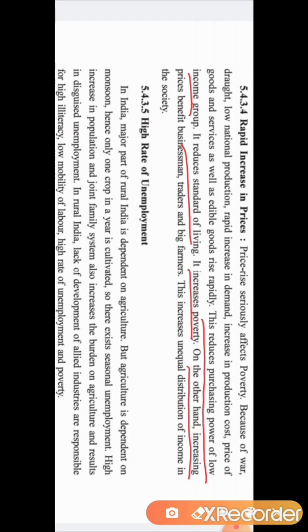On the other hand, increasing prices benefit the businessman, trader and big farmer. This increases what? Unequal distribution of income, that is, the rich become richer, and it affects the society.